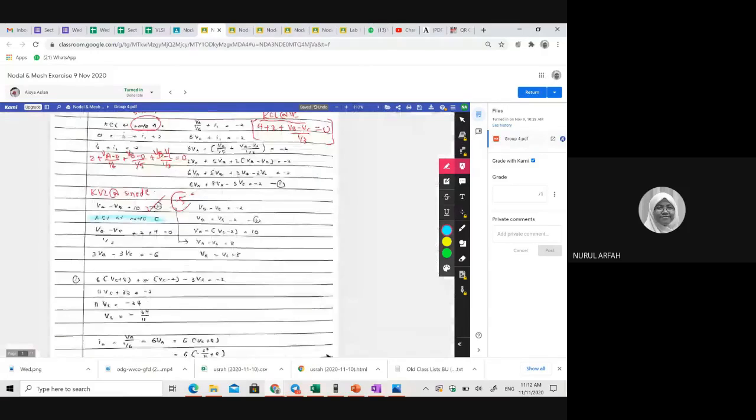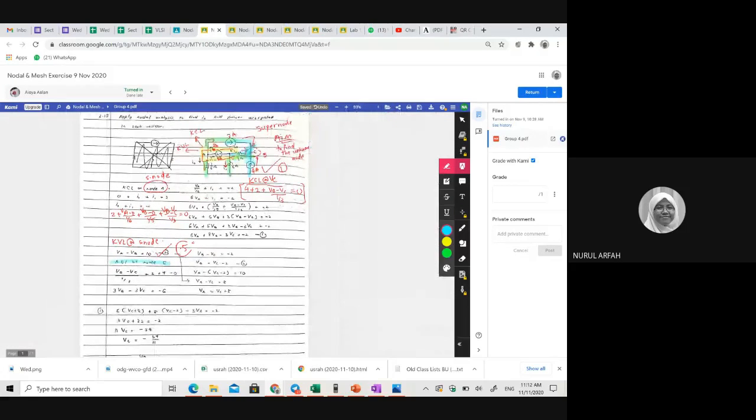Okay. KCL at node C. Okay, now I see. This is 4, 2 and VB minus VC. Yes. Correct. Thank you. What if in the exam I don't see it?